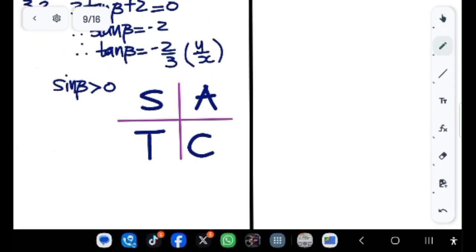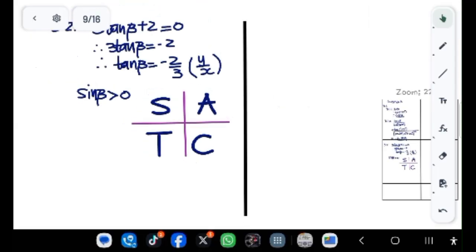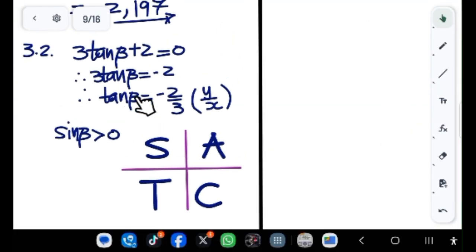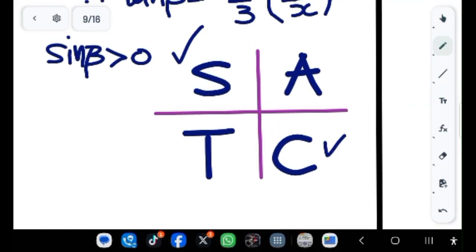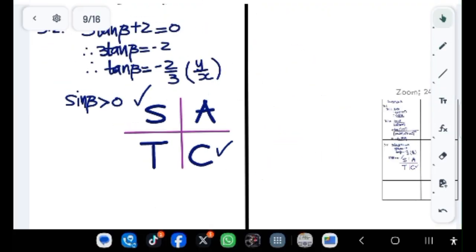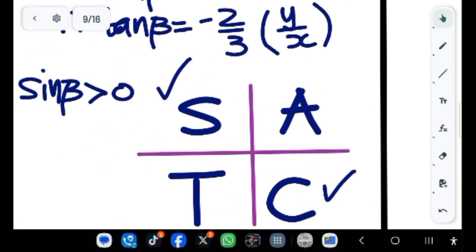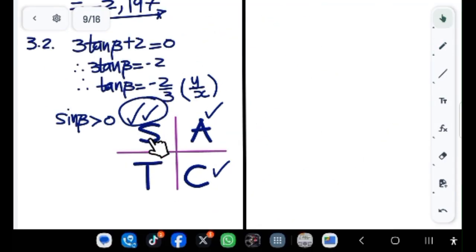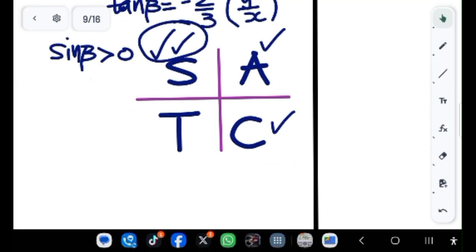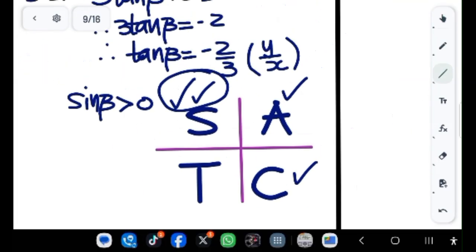All right, according to the CAST diagram, tan is negative where? In quadrant 2 and quadrant 4. Sine is positive in quadrant 1 and quadrant 2. Now, where both of these conditions are met is quadrant 2, where tan is negative and sine is positive. So this is the quadrant that we settle on.